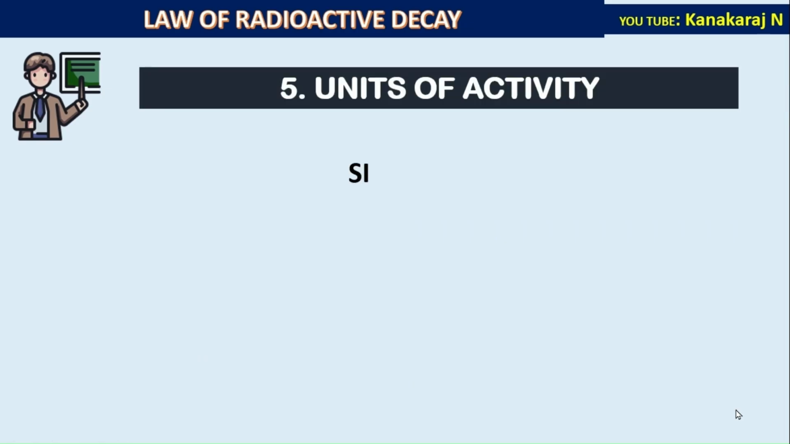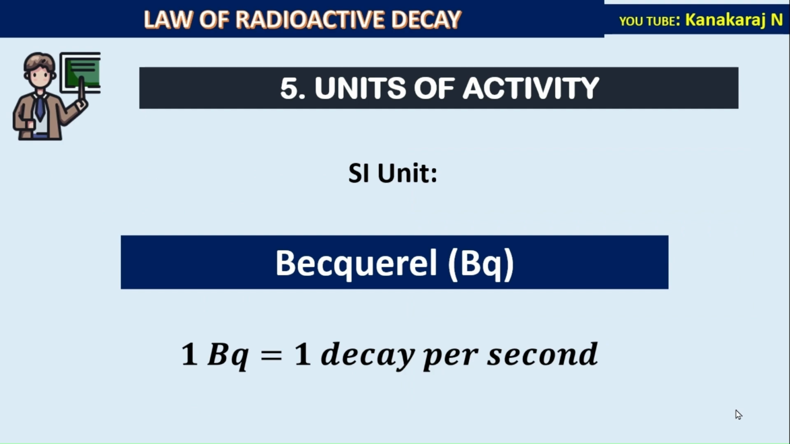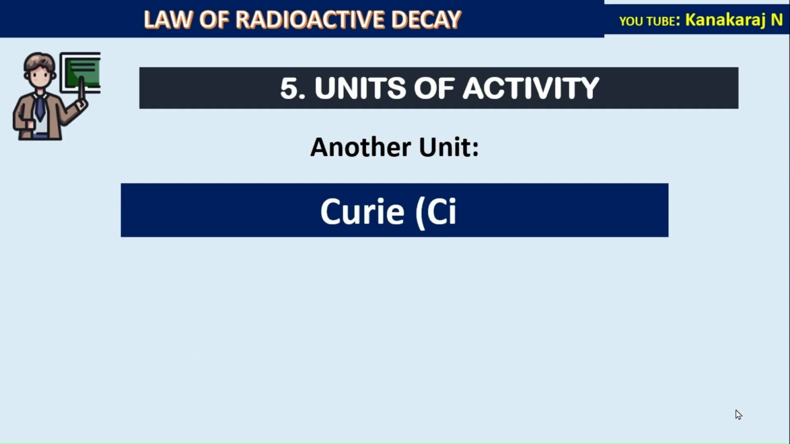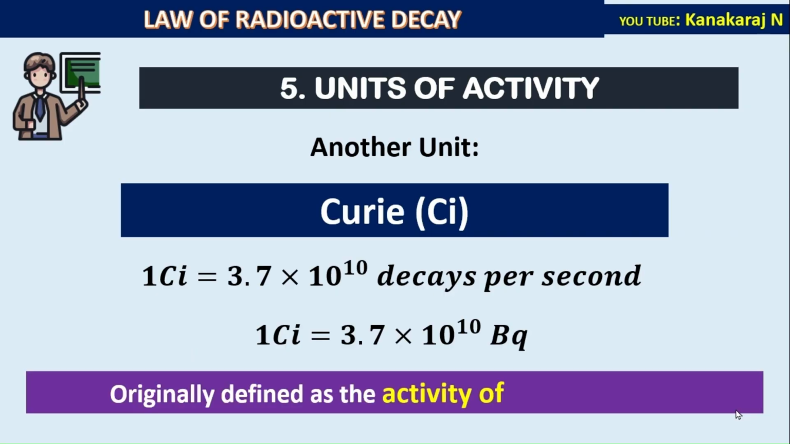Units of activity. The SI unit of activity is the becquerel. 1 becquerel equals 1 decay per second. Let's learn another unit, the curie. 1 curie is 3.7 multiplied by 10 power 10 decays per second. So 1 curie equals 3.7 multiplied by 10 power 10 becquerel. Originally, 1 curie is defined as the activity of 1 gram of radium.